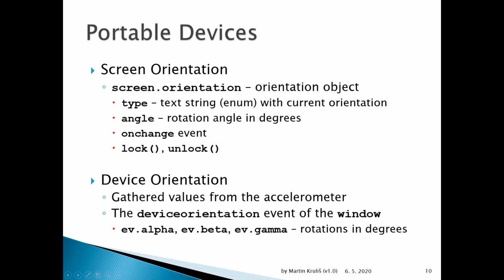The second API is a more detailed API for device orientation. It's a member of the window, and it will give you really the vector, meaning 3 coordinates as event parameters, which will be modified every time the device is slightly rotated. So these are the data from the accelerometer, if your device has the accelerometer, of course.